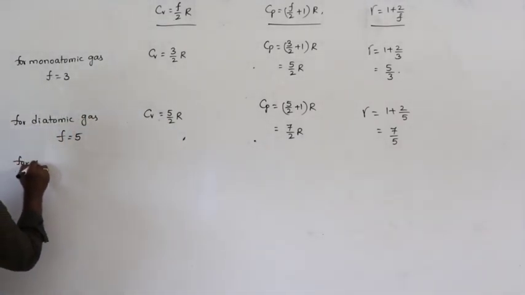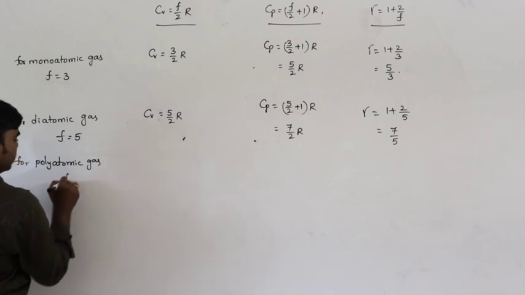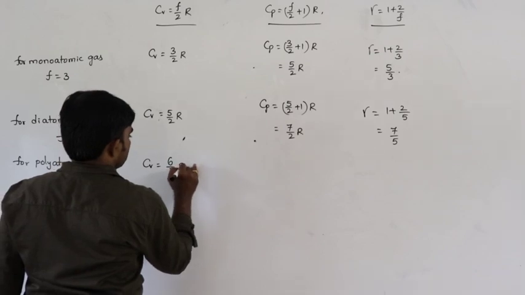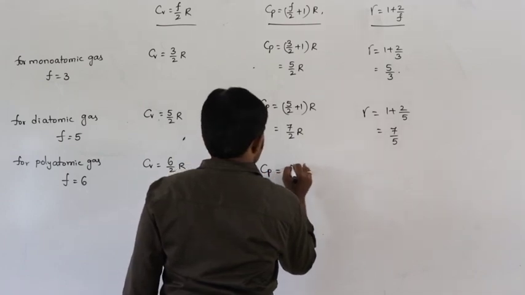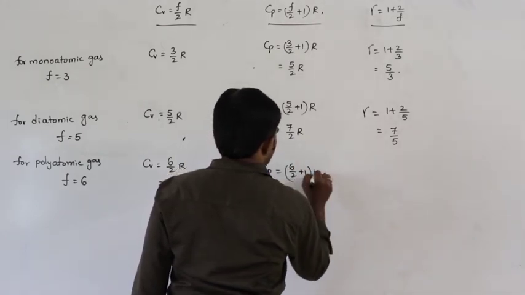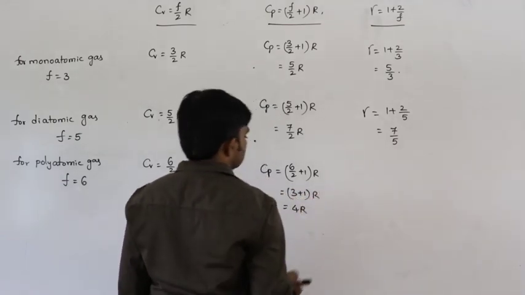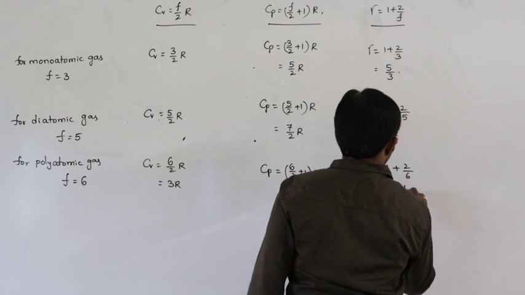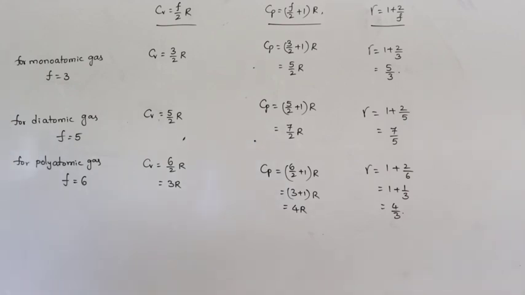Next, for polyatomic gas, so more than 2 atoms, F is equal to 6, then Cv is equal to 6 by 2 R, so that is equal to 3 R. Next, Cp is equal to (6 by 2 plus 1) into R, so that is (3 plus 1) into R, so that is equal to 4 R. Next, gamma is equal to 1 plus 2 by 6, 1 plus 1 by 3, so that is equal to 4 by 3. So, for polyatomic gas, what is the value of Cv?